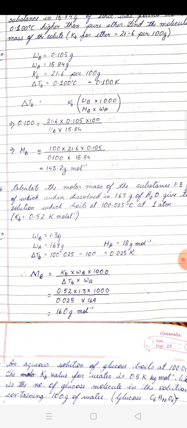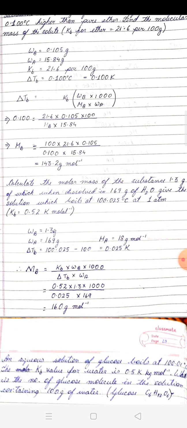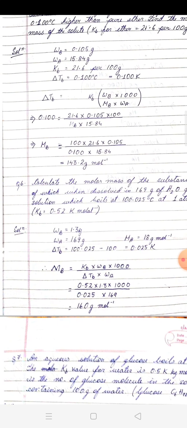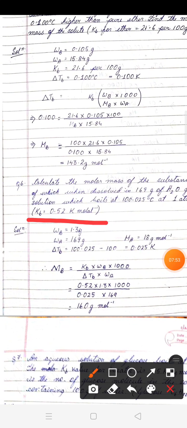Calculate the molar mass of a substance, 1.3 gram of which, when dissolved in 169 gram of water, gives a solution which boils at 100.025 degrees Celsius at 1 atmosphere. This is quite simple. You know that water boils at 100 degrees Celsius, and Kb value for water, as I told you, try to remember. The value for water is 0.52 Kelvin kg per mole. WB is given as 1.3 grams as per the question. WA is given as 169 grams.